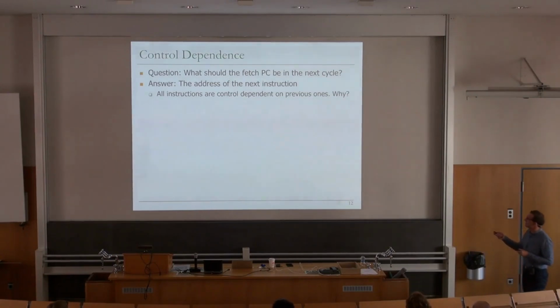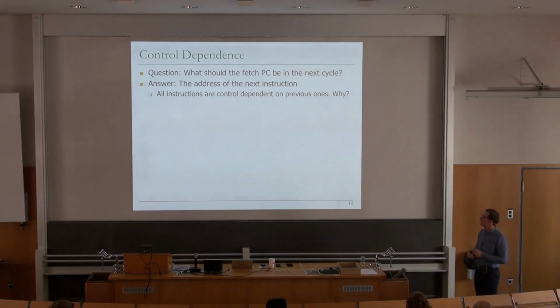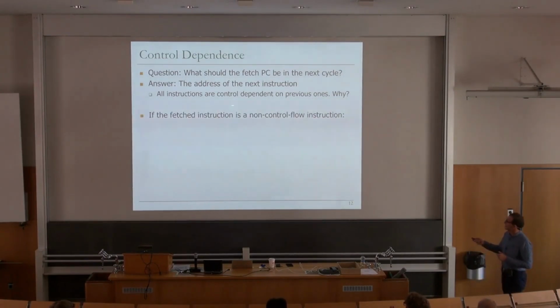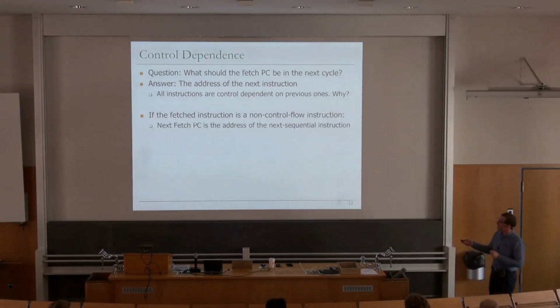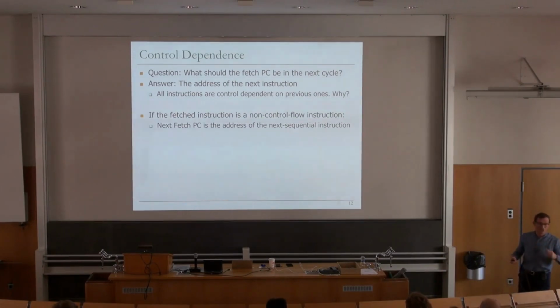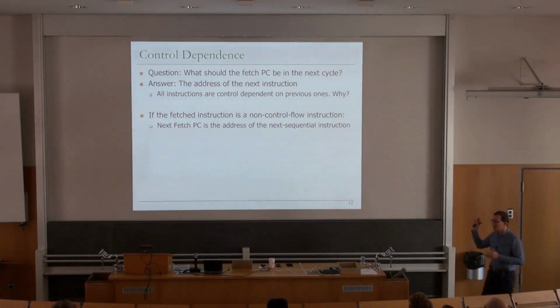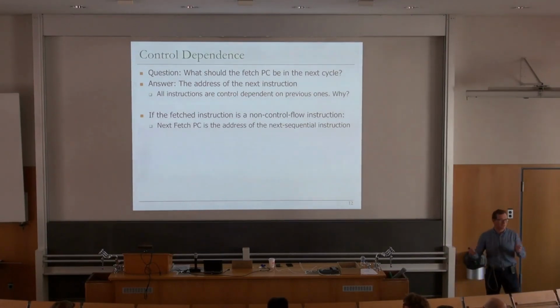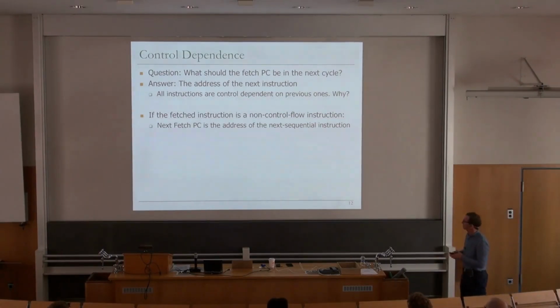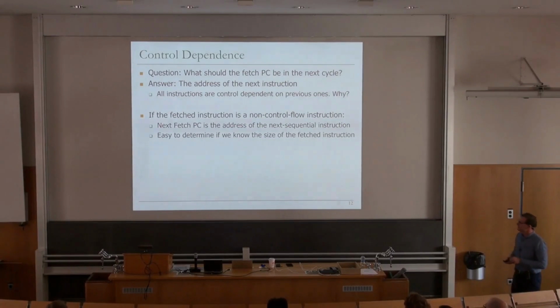Basically, all the instructions are control dependent on the previous ones in the von Neumann model, because you have sequential dependence. If the current instruction that you're fetching is a non-control flow instruction, that means the next fetch PC is the address of the next sequential instruction. Right? If you're used to MIPS, for example, the next PC is PC plus 4, assuming the instruction fetched in this cycle is a non-control flow instruction. Simple. This is easy to determine if you know the size of the fetched instruction.